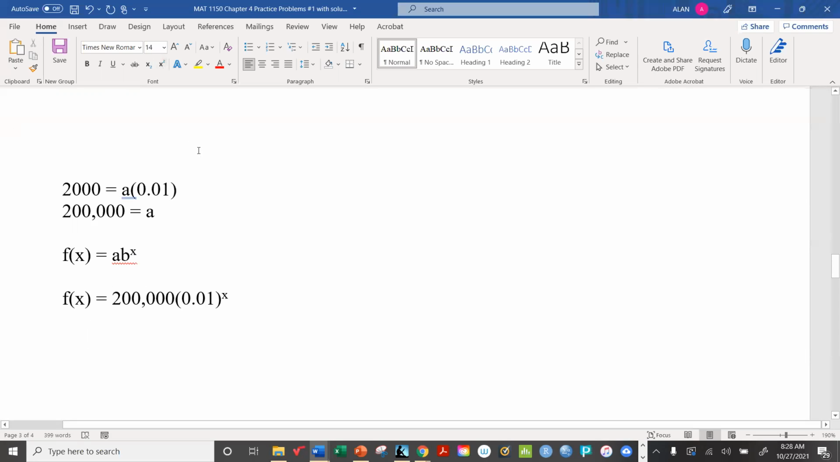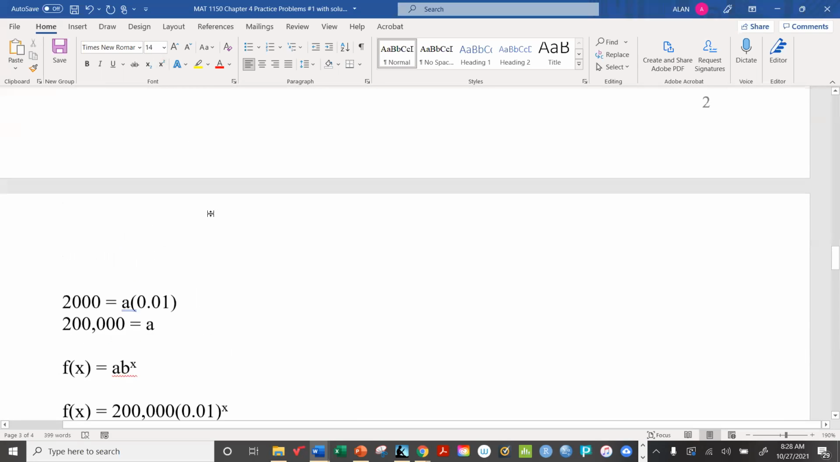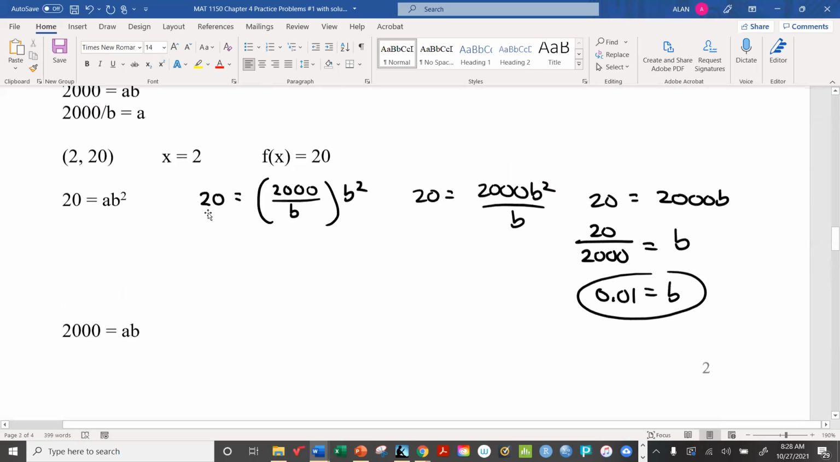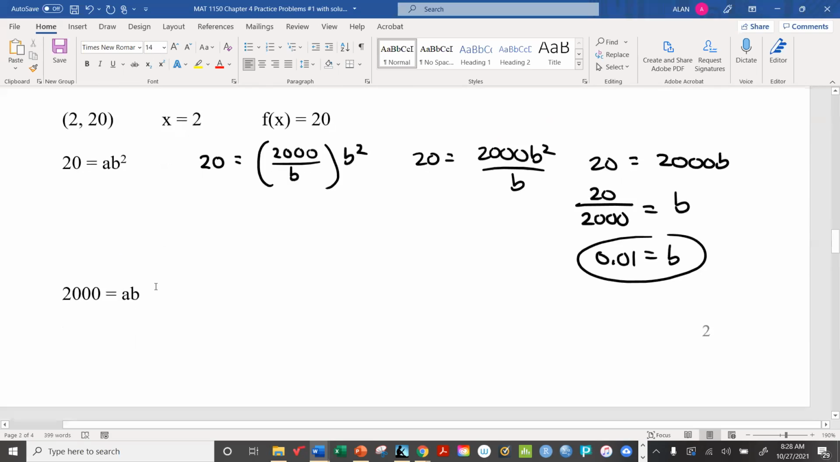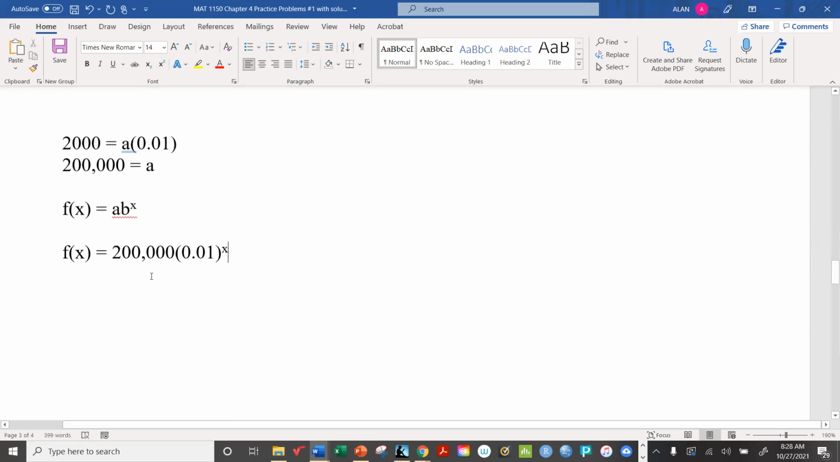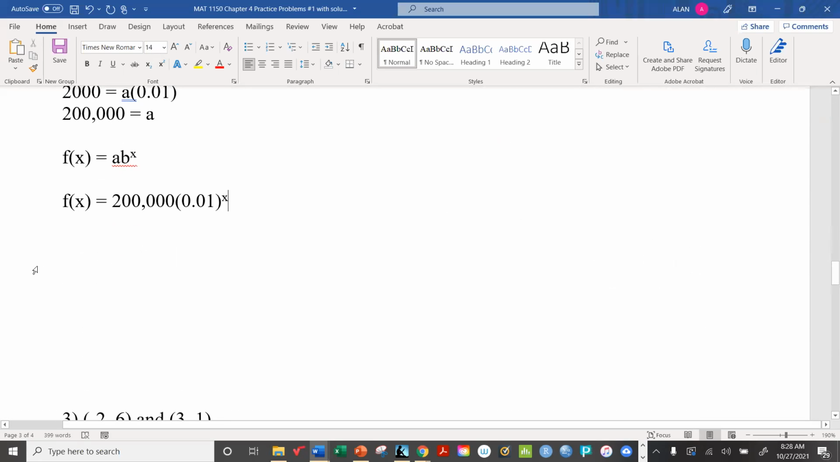That's it. So that one worked out well. That's because we got nice results. b is 0.01. It's not some scary radical. And then we plug that back into the first point and we're all set. And again, you can imagine what this is going to look like on a graph. It's just simply going to face up because a is positive.